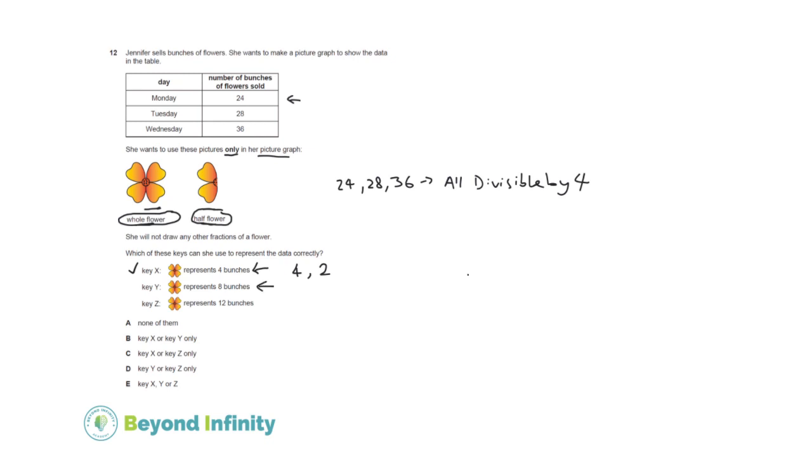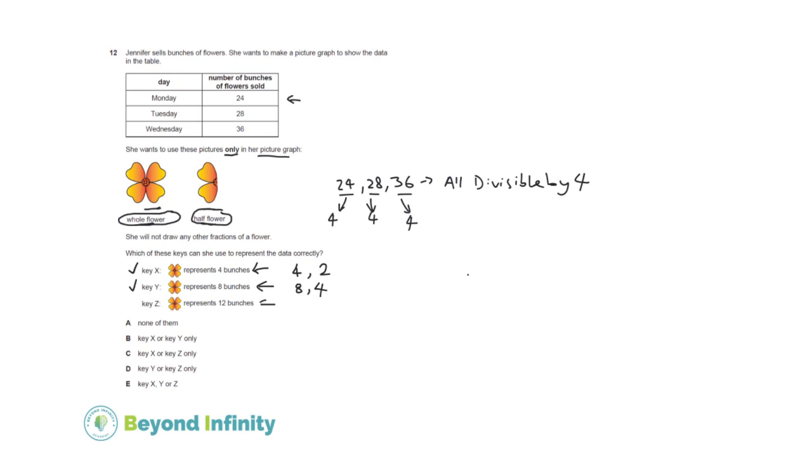How about 8? If we want 8, then a whole flower is 8 and a half flower is 4. Look at these 3 numbers again. We can see that this is divisible by 4, this is divisible by 4, and this is divisible by 4. So again, all 3 work. Y is going to work.